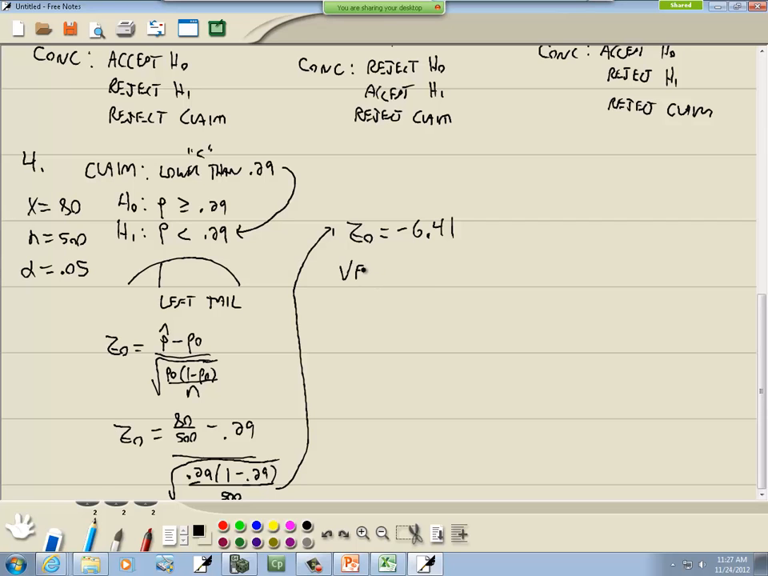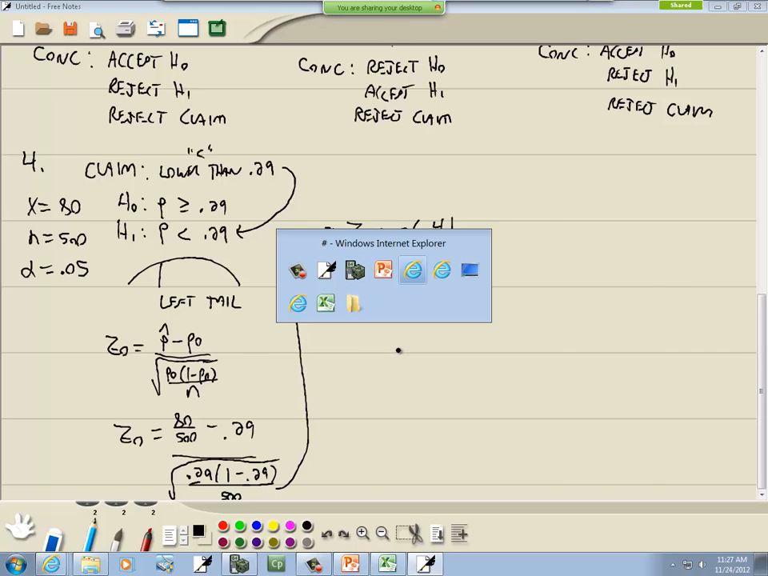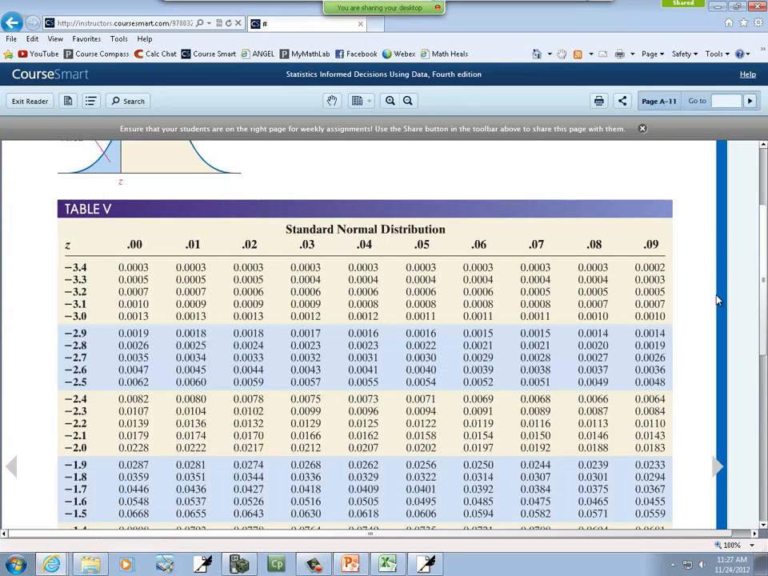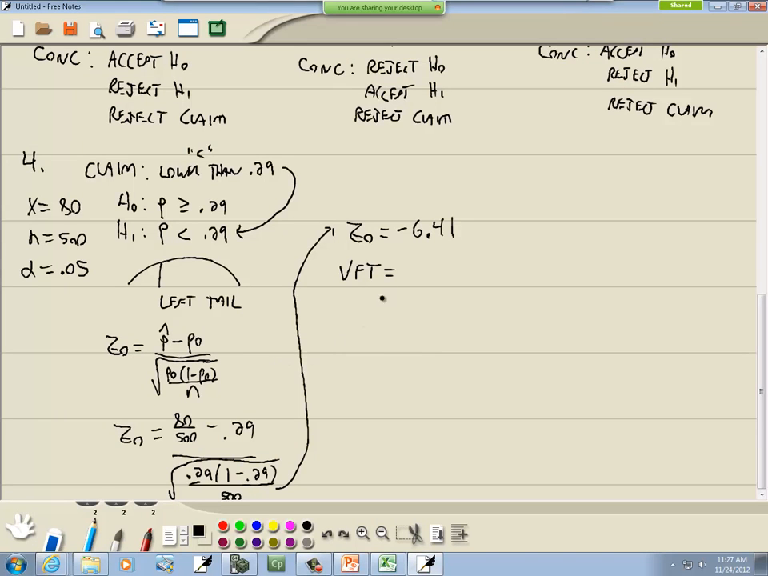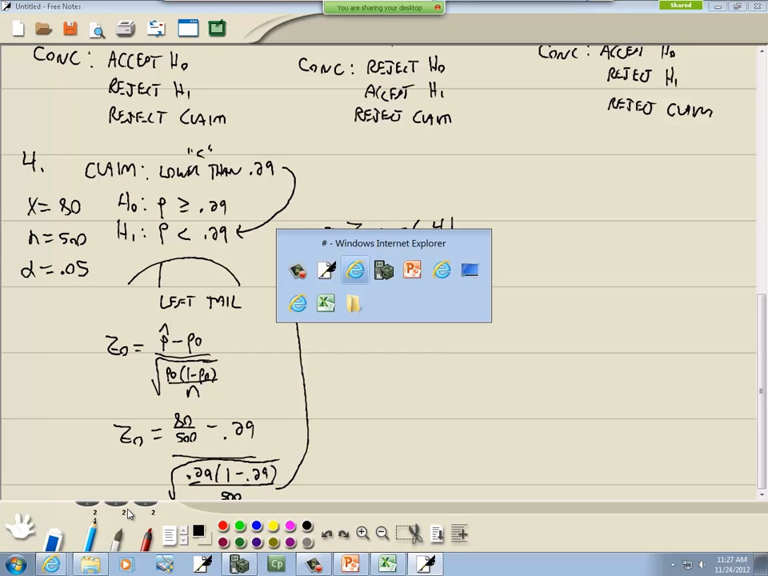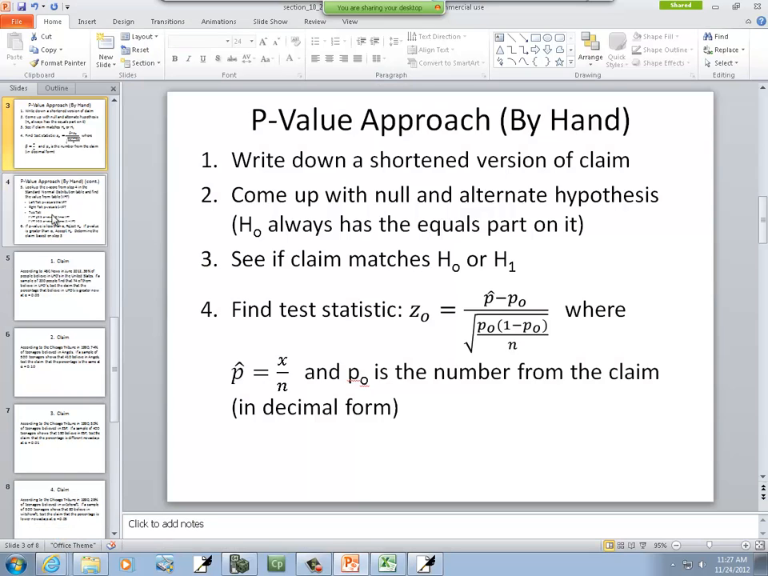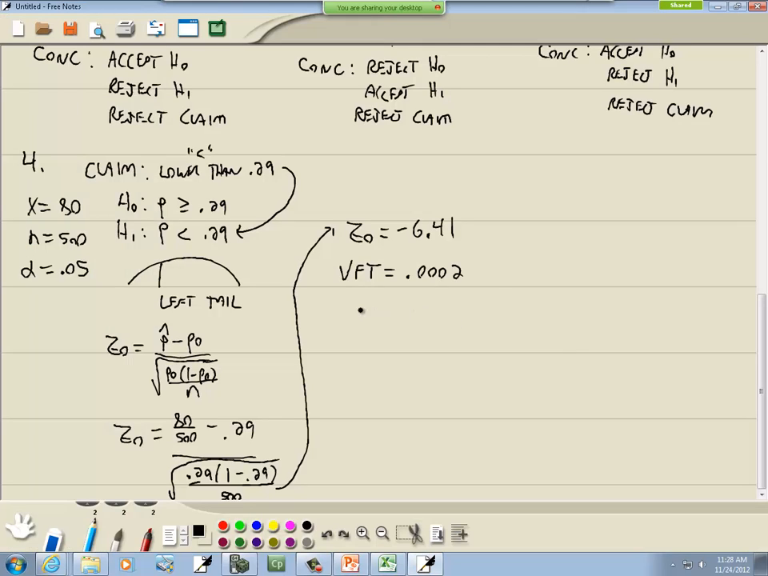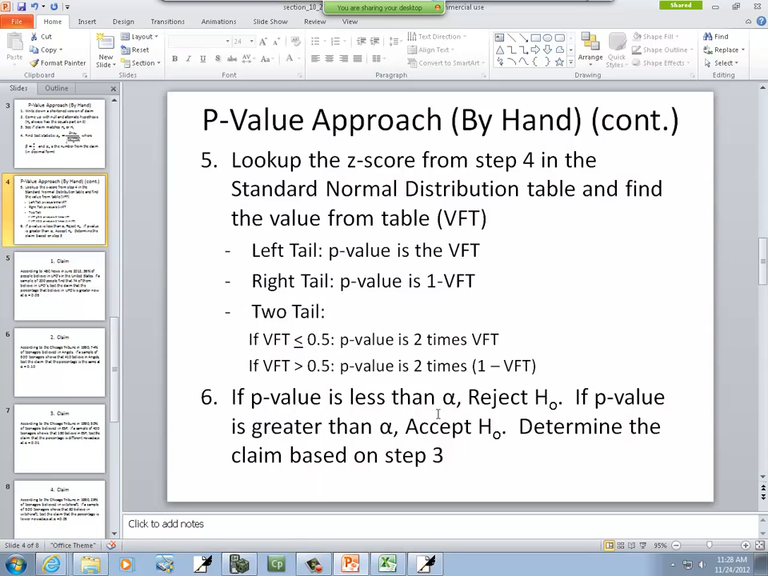Okay. Well, the value from the table won't be on there, but we'll get as close as we can get. Negative 6.41. Our very smallest one is the 0.0002. Now this is a left tail. So for a left tail, it says your p-value is the value from the table. So that's our p-value. Now for a conclusion. That's obviously less than alpha, but let's see. Is the p-value less than alpha? Yeah.